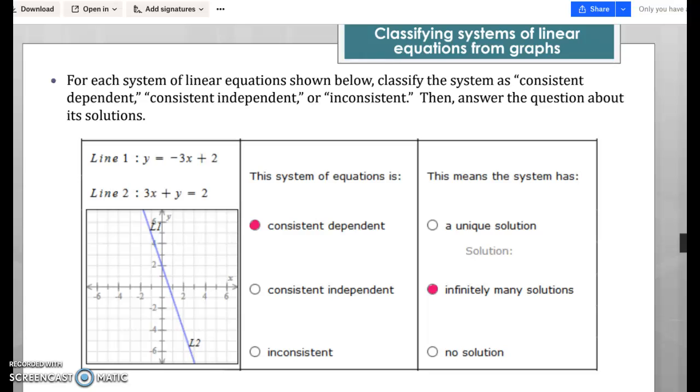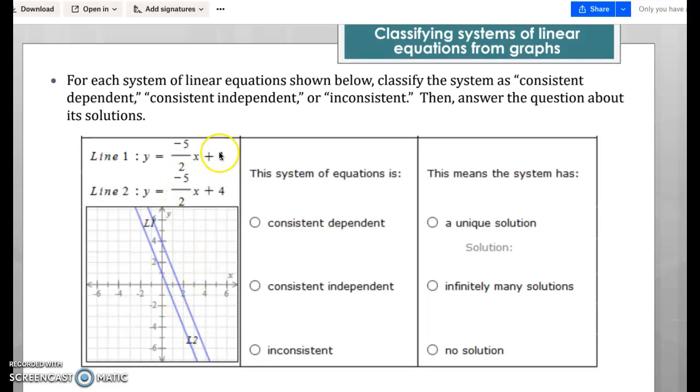All right, one more. So here we have two parallel lines, which means we're never going to have a solution. They're never going to intersect, so we have no solution. And because we have no solution, they're not the same line, so we end up having an inconsistent system of equations. And that's how you can classify systems of equations from graphs.